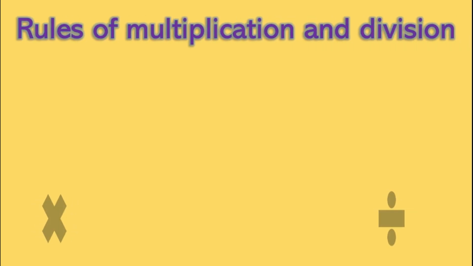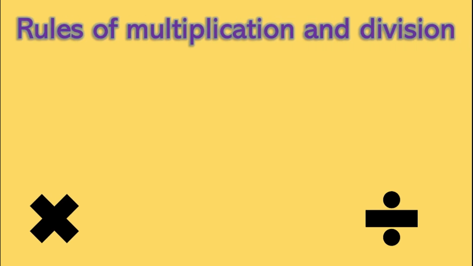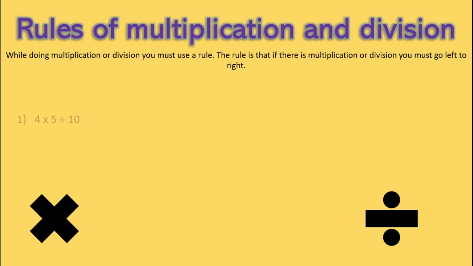So when you do have multiplication and division in one question, you would have to do multiplication division from left to right. So that's the rule. So in this case, we have 4 times 5 divided by 10. We would have to do 4 times 5 because it's the first that comes from the left, which equals to 20 divided by 10. And then we would simplify this further, which then equals to 2.